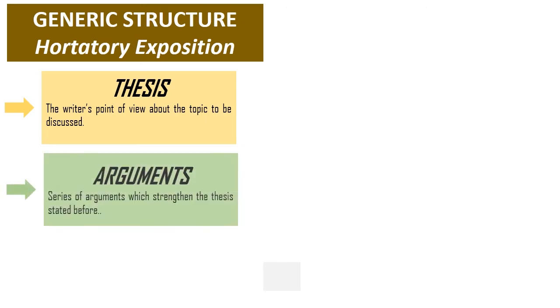The generic structure of hortatory exposition. It is almost the same as the analytical. The first paragraph is called thesis. The thesis in hortatory is about the point of view of the writer and the topic to be discussed. Next, the second paragraph is arguments. It is a series of arguments which strengthen the thesis stated before.